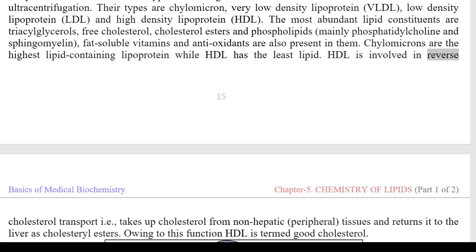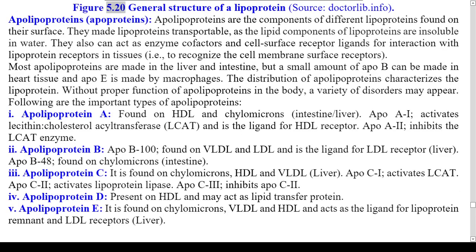HDL is involved in reverse cholesterol transport, i.e., it takes up cholesterol from non-hepatic, peripheral tissues and returns it to the liver as cholesterol esters. Owing to this function, HDL is termed good cholesterol. Figure 5.20: General structure of a lipoprotein. Source: drlib.info.